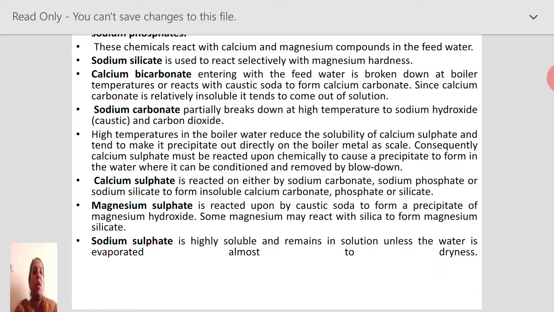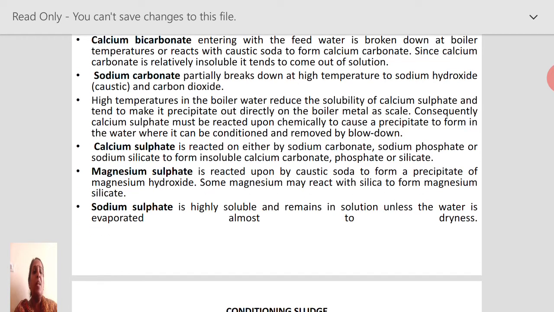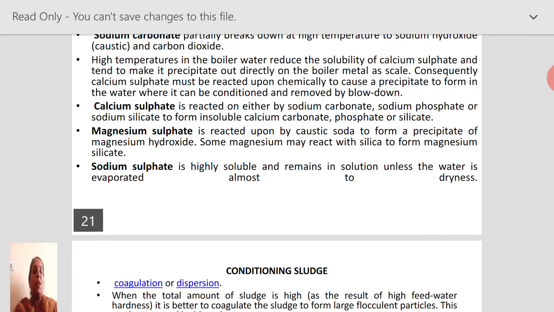When we go for sodium carbonate, it breaks down at higher temperature to sodium hydroxide, that is caustic, as well as carbon dioxide. Similarly, we can apply calcium sulfate. This is reacted with sodium carbonate, sodium phosphate or sodium silicate to form insoluble calcium carbonate, phosphate or silicate. And magnesium sulfate is reacted upon by the caustic soda to form a precipitate of magnesium hydroxide. Some magnesium may react with the silica to form magnesium silicate. Sodium sulfate is highly soluble and remains in solution unless the water is evaporated almost to dryness.